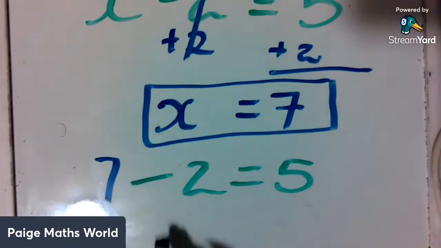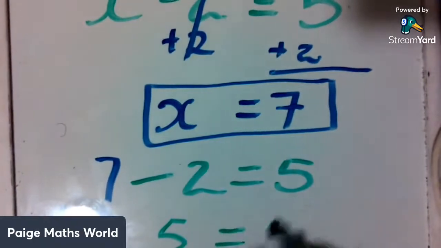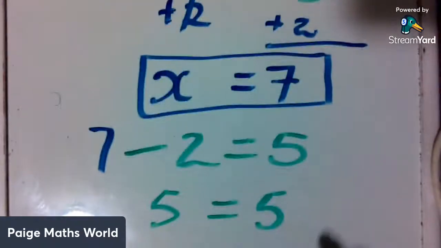Now, 2 from 7, we know it's 5. And is 5 equal to 5? Yes. And so our x equals 7 is a true statement. Are we good with this one? Are we ready for some to try?